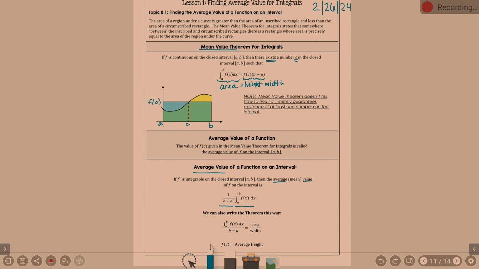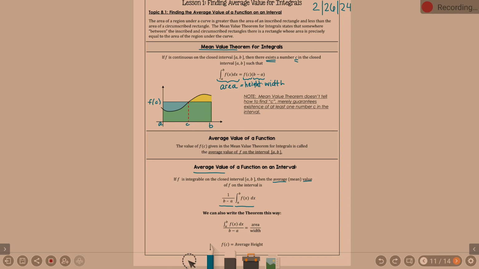That's everything I have on this page. So let's turn the page and look at some different types of examples. Number 1. Given f of x is 3x squared minus 2x, A, find the average value of f on the interval 1 to 4.